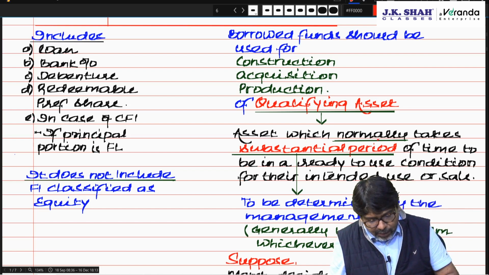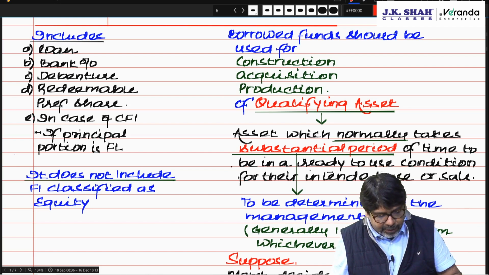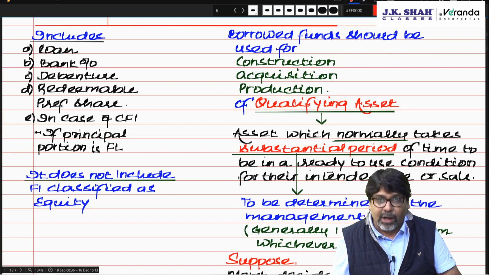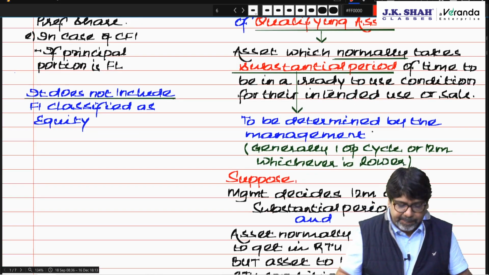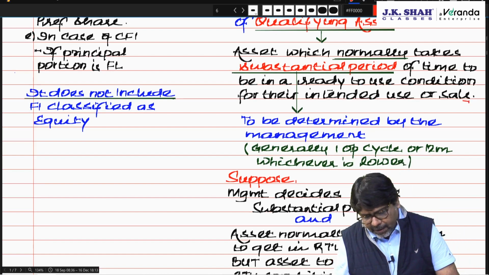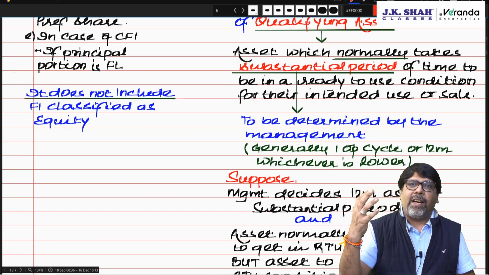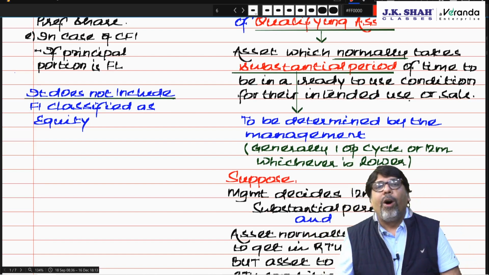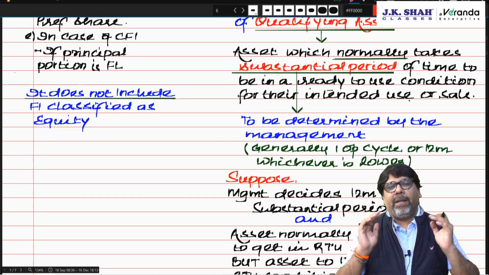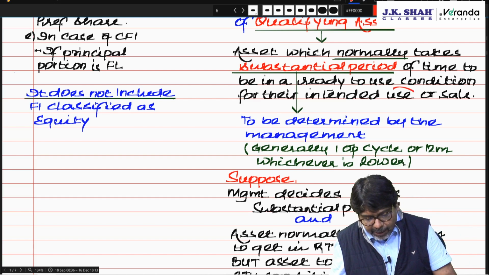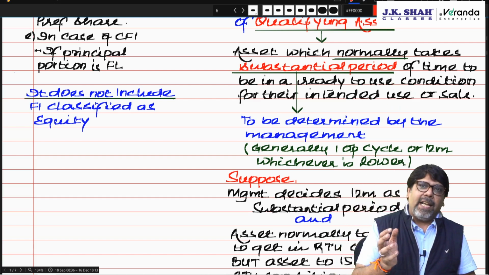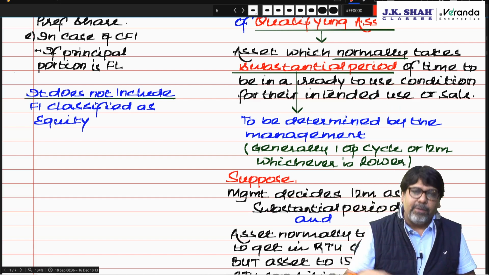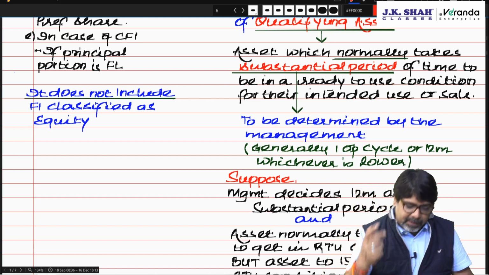Assets which normally take a substantial period of time to be in ready to use condition for their intended use or sale. Sir, sale? Yes, if it is inventory, or we do a construction contract, maybe construct a property for the purpose of selling. Or we are a builder, we construct a property for the purpose of selling. So intended use might be, when we construct any asset, it might be for personal use, for office use, or for the purpose of sale.